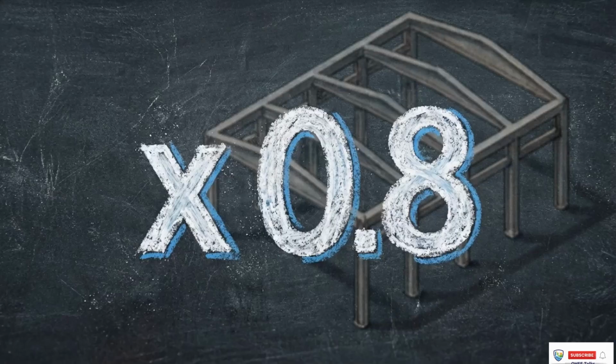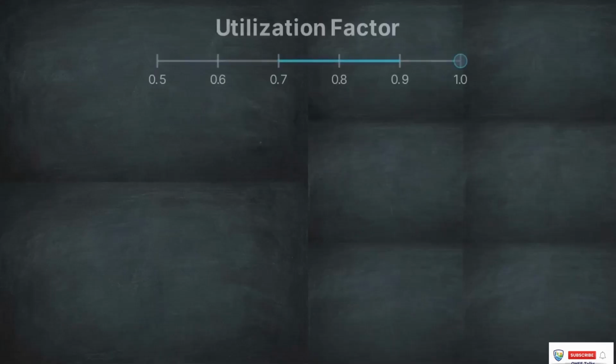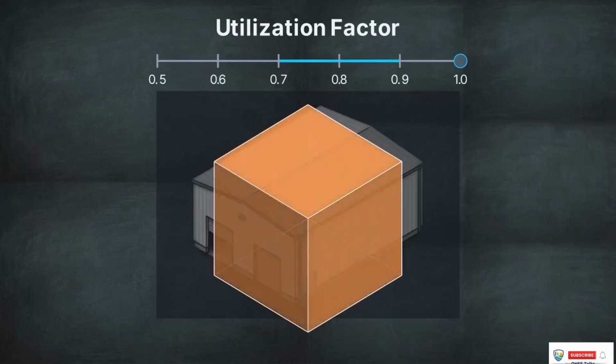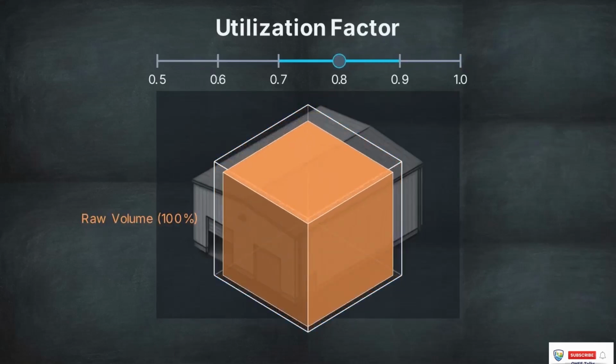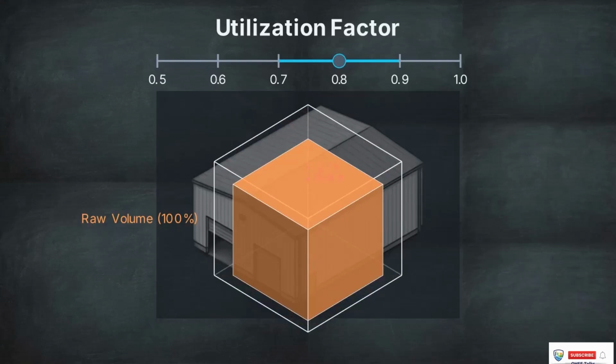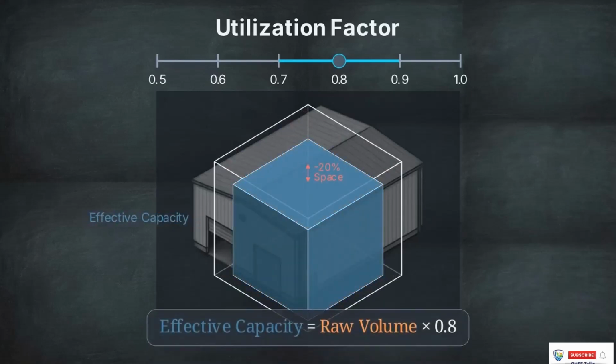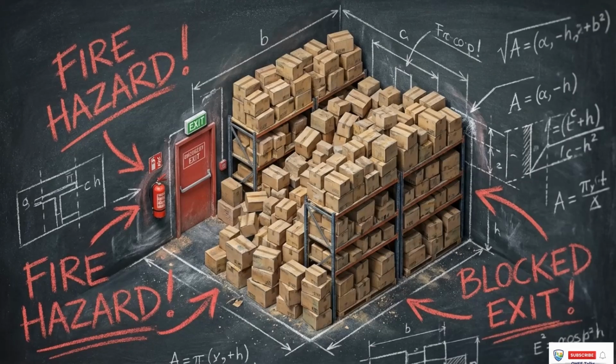We account for this operational reality by introducing the utilization factor. This is a mandatory decimal multiplier, typically ranging from 0.7 to 0.9, depending on the shelving configuration. Applying a 0.8 utilization factor immediately reduces our raw volume by 20%. This smaller, denser block represents our true effective capacity. Mathematically overestimating warehouse space by ignoring this factor directly causes blocked emergency exits and increases in the building's fire load.